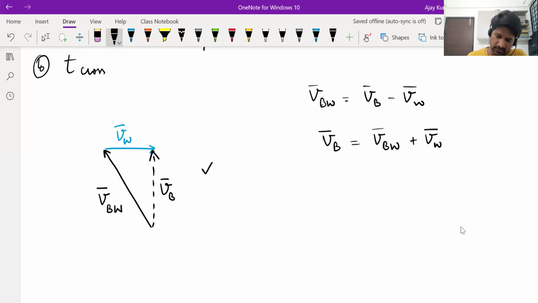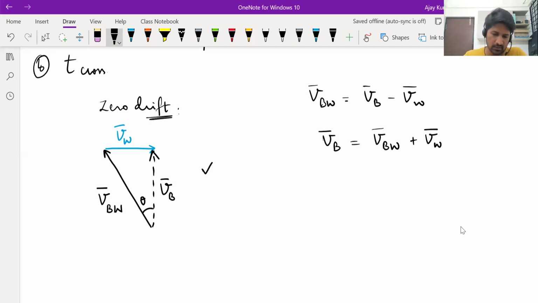This angle is what we are looking for. You just have to find out the angle at which VBW must be inclined such that VBW plus VW is in the y direction. So this is the vector diagram for zero drift. You can solve questions this way also.